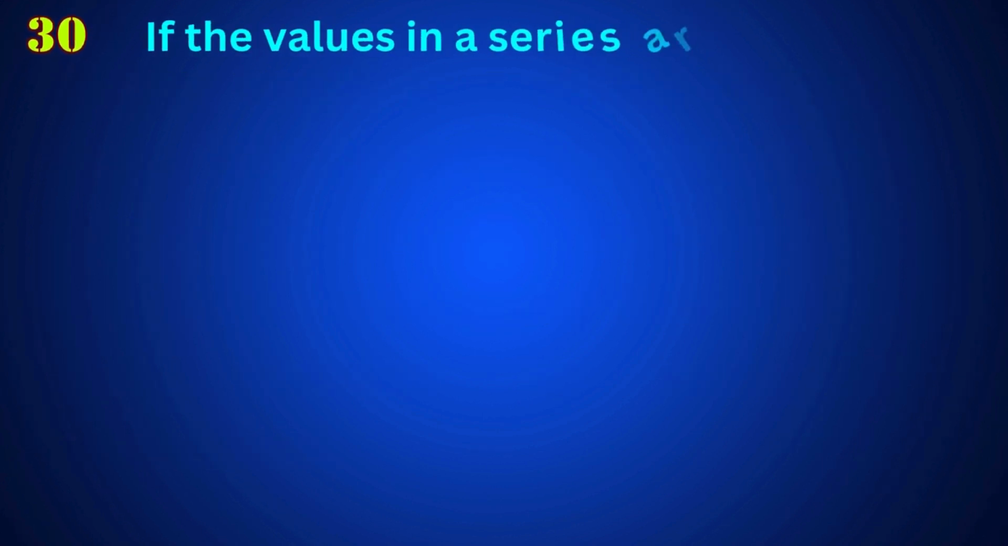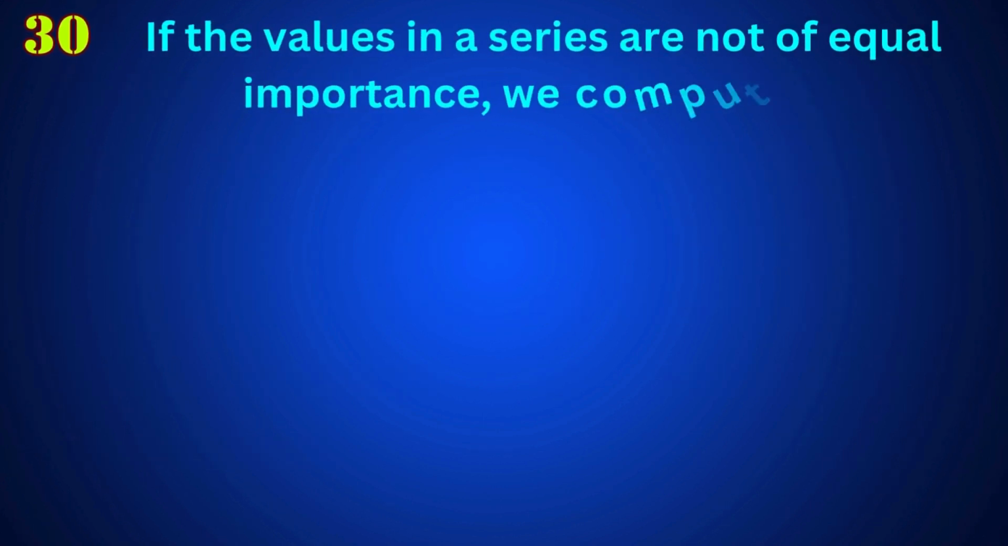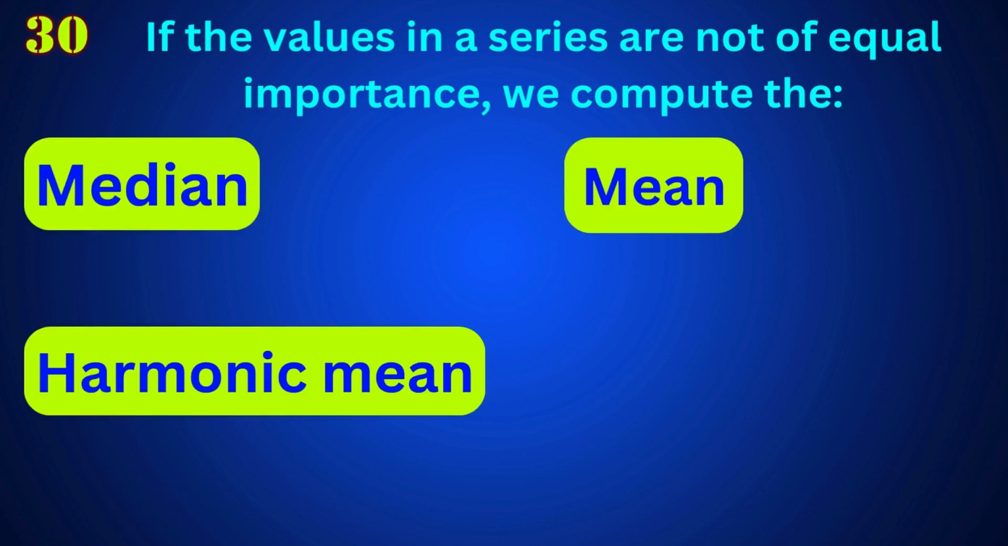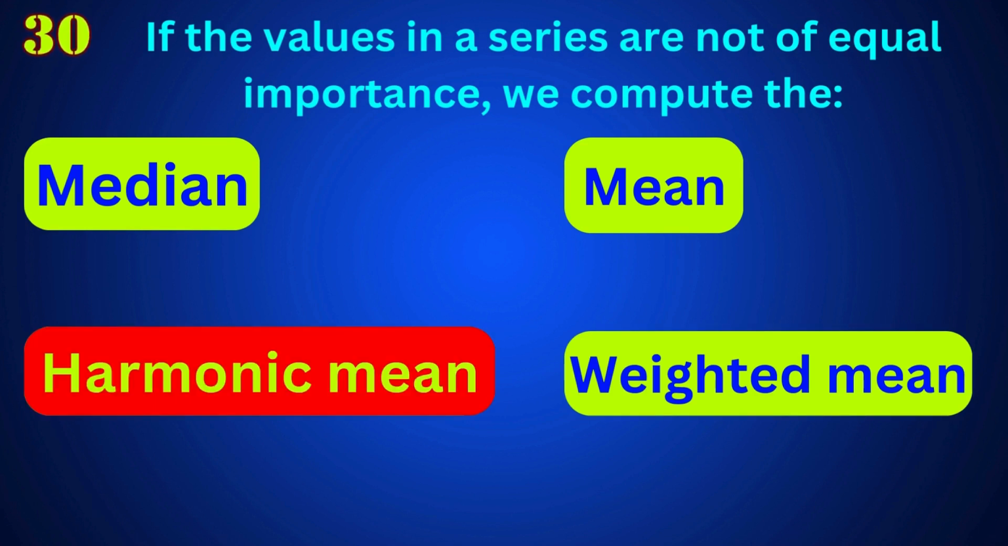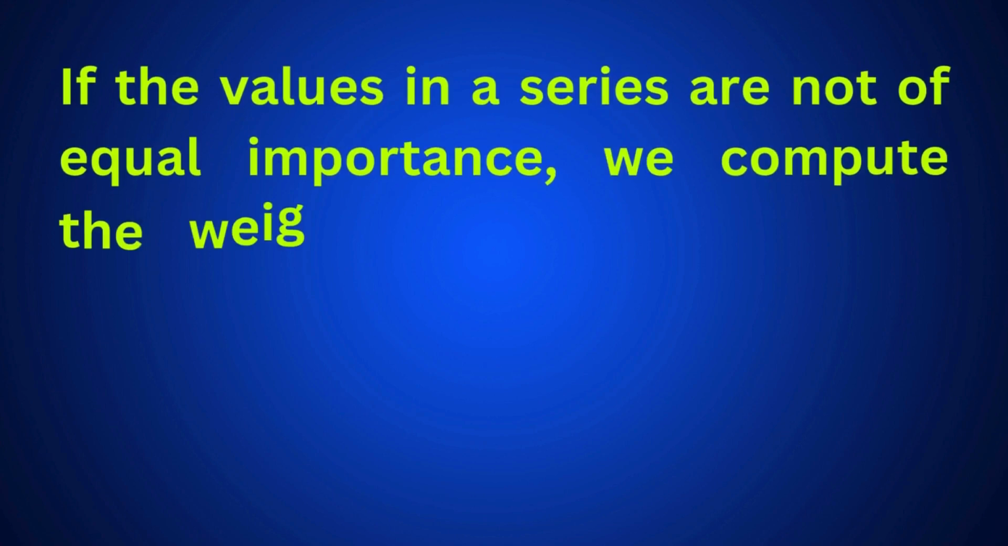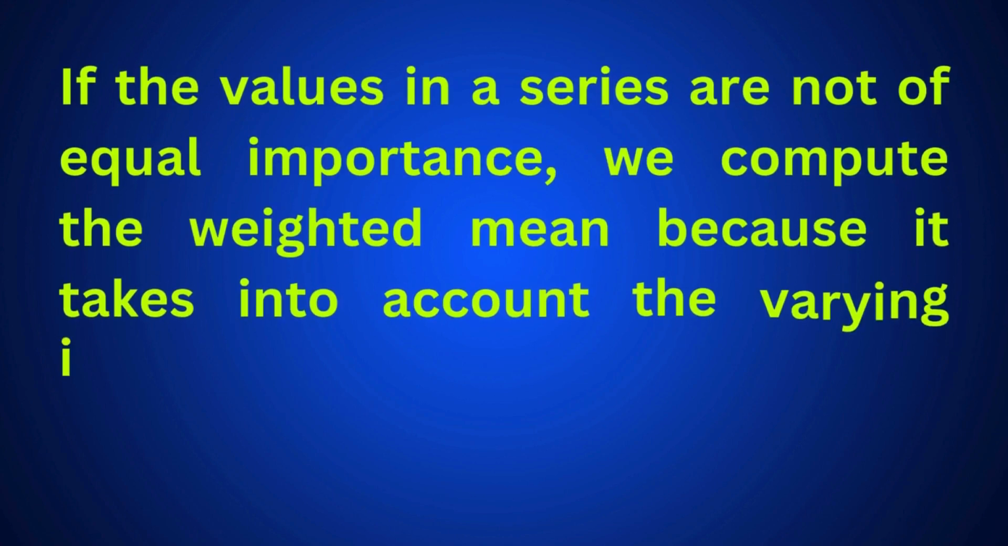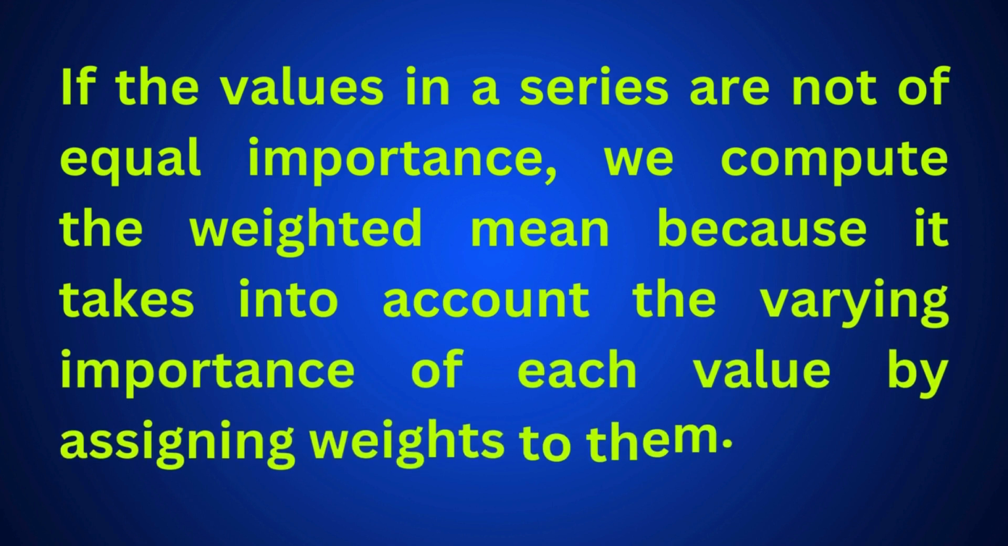If the values in a series are not of equal importance, we compute the. Options are median, mean, harmonic mean, weighted mean. Right option is weighted mean. If the values in a series are not of equal importance, we compute the weighted mean because it takes into account the varying importance of each value by assigning weights to them.